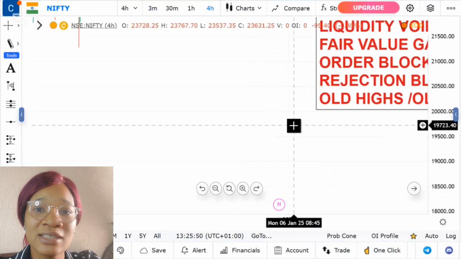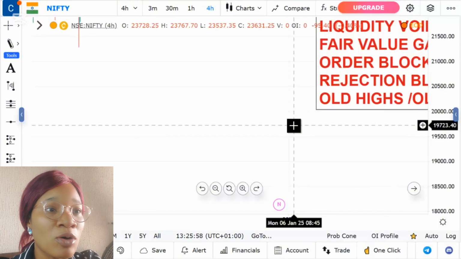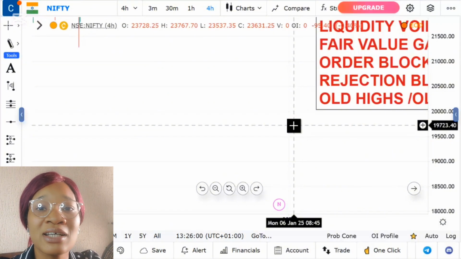One thing a lot of ICT traders do not know is that order block is not the only place where the institutions like to trade off from. There are other institutional reference points, about 7 of them, and together they are known as the PD arrays. PD arrays simply means premium discount arrangements.